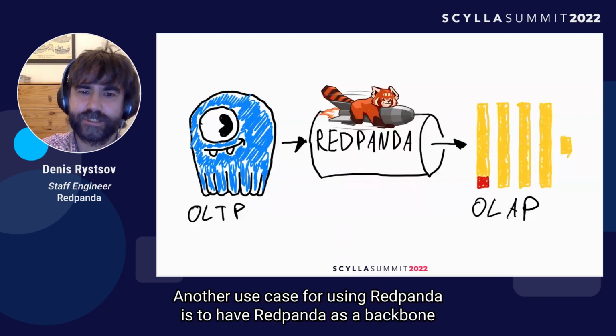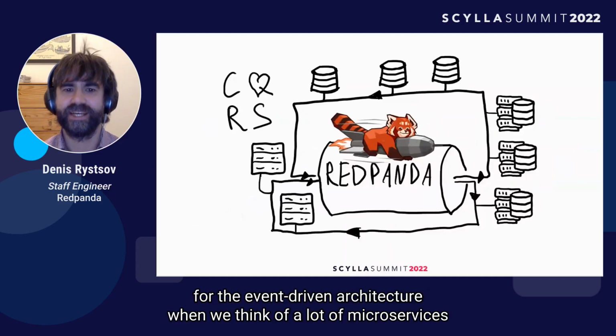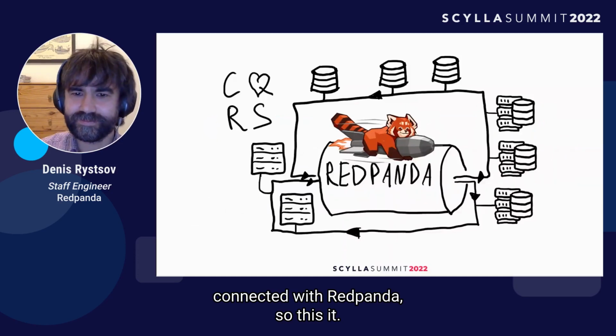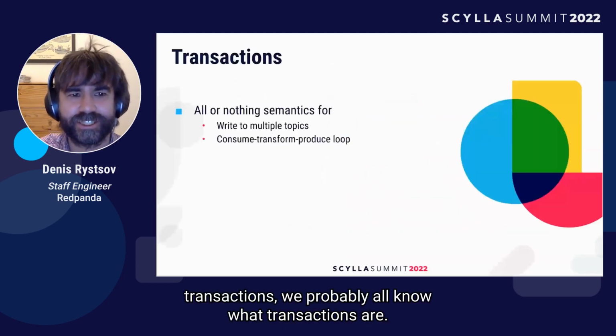Another use case for using Redpanda is to have Redpanda as a backbone for the event-driven architecture. We may think of a lot of microservices connected via Redpanda. So this is it. And now the interesting part, transactions.